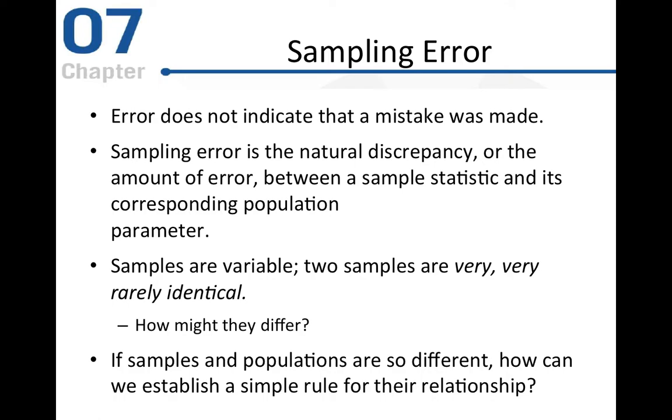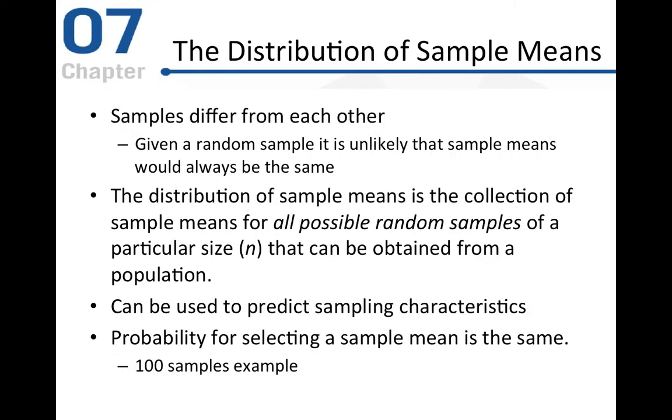So the question comes, if samples and populations are so different, how can we establish a simple rule for their relationship? Well, a lot of people have devoted their time in life to figuring this out, and so we can just learn about it. And part of understanding that is the distribution of sample means. The distribution of sample means has certain characteristics that are common across all distributions of sample means. We're going to go into those in a second, but to just get us started, this comes back to the idea that samples do differ from one another.